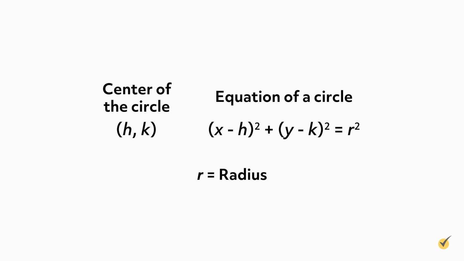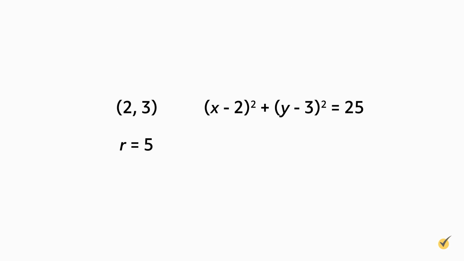So if we have a circle with a center at the point (2, 3) and a radius of 5, our equation would look like this. (x - 2)² + (y - 3)² = 25. We simply plug in the values for h and k and then square the radius for the right side of the equation. Be careful when h and k are negative though.